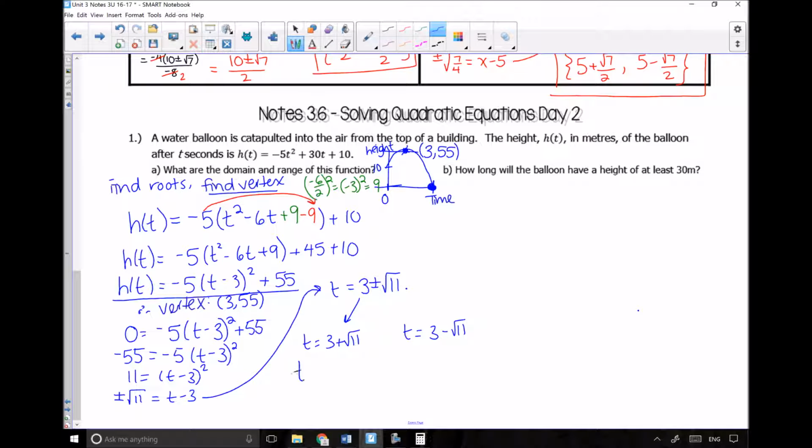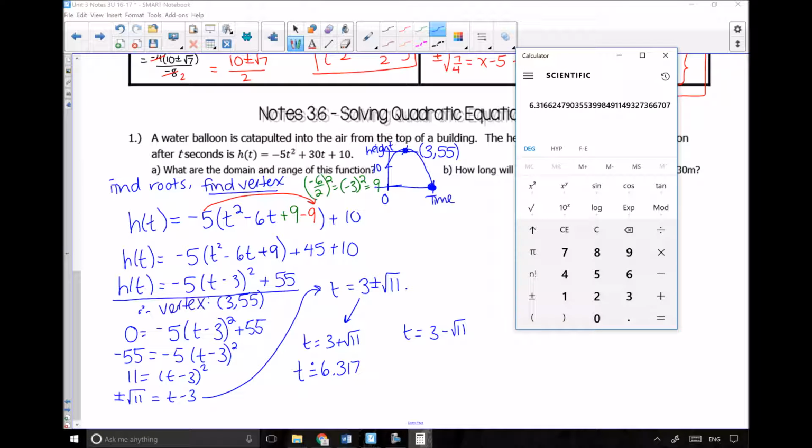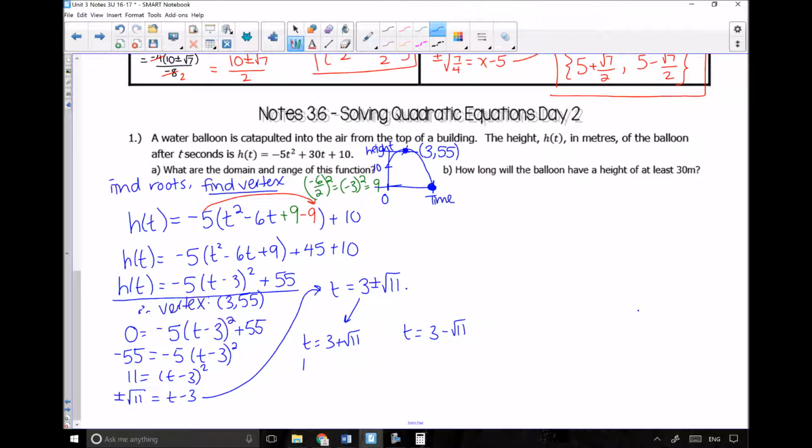So we'll say t is approximately equal to 6.317. And then when I do 3 minus the square root of 11, I end up getting negative 0.317. So t here ends up being 6.317, and here I end up getting negative 0.317. Well, this time right here is extraneous because it's not possible for me to have negative time, okay? So I don't worry about this.